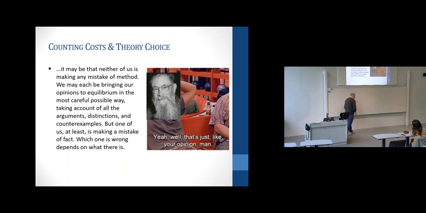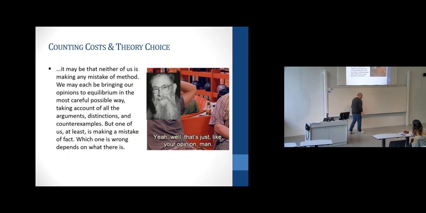That's why we replace the dude's face with Lewis's face. Maybe neither of us is making any mistake of method. We may be bringing our opinions to equilibrium in the most careful possible way, taking account of all the arguments, distinctions, counterexamples. We disagree. But one of us, at least, is making a mistake of fact. Which one is wrong depends on what there is, how the world is. It isn't a problem on our end. We did the best we could with what we had. But hey, it just ends up that one of us turns out to be wrong. Which one? Who knows? We're doing our best.